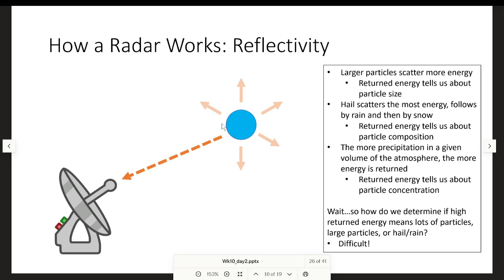Anyway, about this particle size, larger particles, like big raindrops or hail, will scatter more energy. If it's a small particle, a lot of energy will just pass through it, but if it's large, it's going to reflect a lot more energy. So however much energy is returned will tell us about the particle size. Hail scatters the most energy, especially wet hail. If you get wet hail, it's going to look crazy on the radar. And then rain, and then snow.